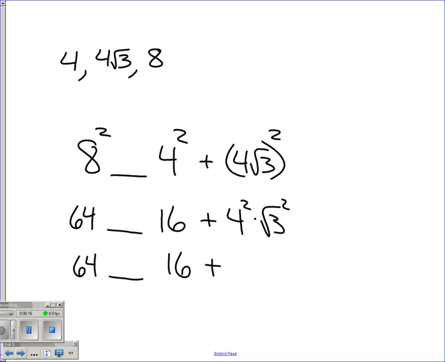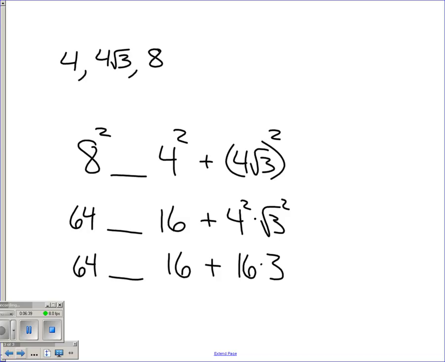And now then, this is 4 squared, that's 16 times, well now if we square a square root, those undo each other. Those are inverse functions. So we have the 3. Or if you want to say you square the 3 underneath, that's the square root of 9, which is also a 3.